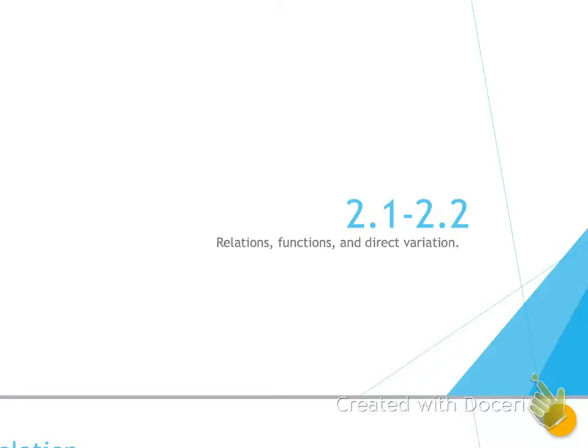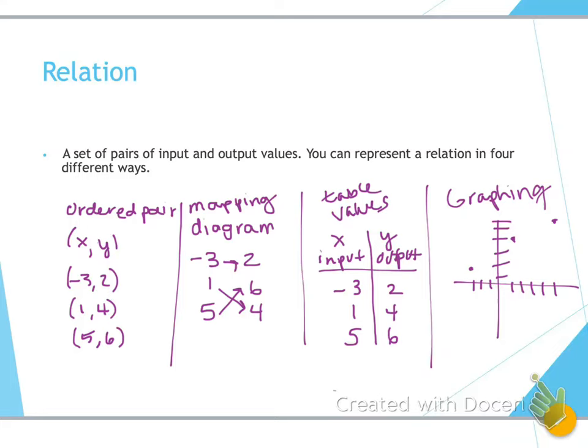So this video is going to be talking about relations, functions, and direct variation. There are different ways to write relations. It's going to be a set of input and output values. Input is always going to be your x values. Output is always going to be your y values.